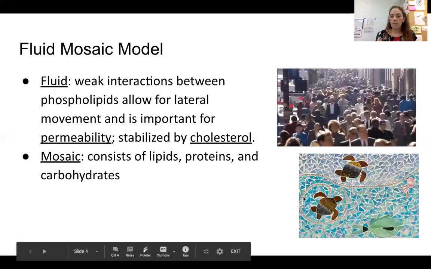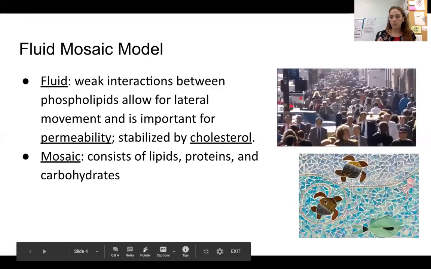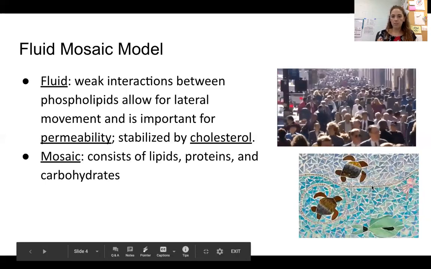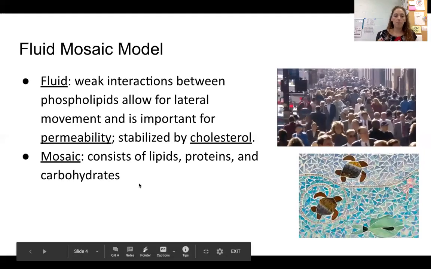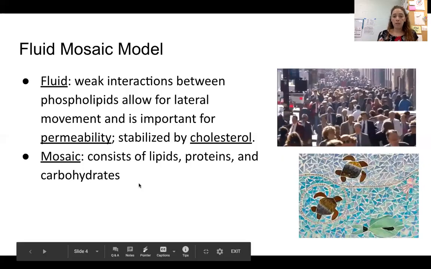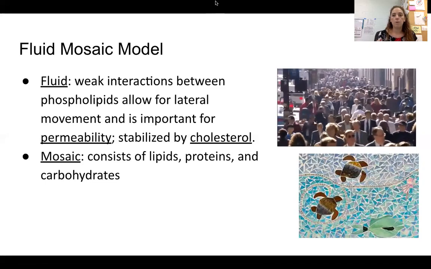In art, a mosaic is a picture made up of many different pieces. So here we've got a little picture of some sea turtles made up of a bunch of different pieces. The mosaic model of our membrane is made up of our lipids, that's the primary component, along with the proteins and the carbohydrates.